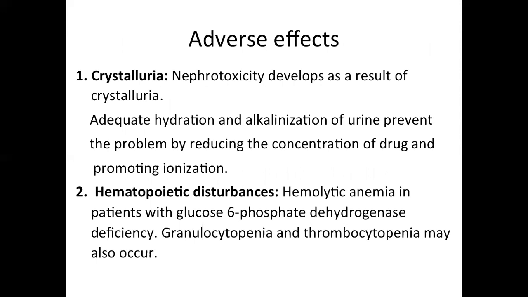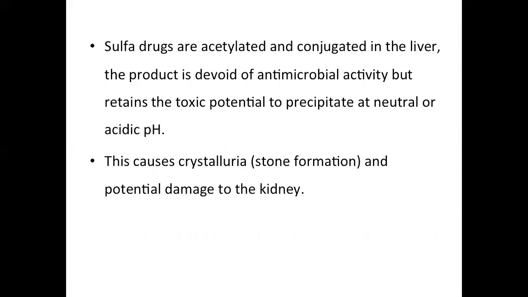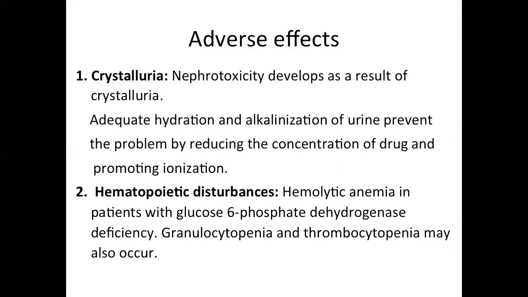So we can say nephrotoxicity develops as a result of crystalluria, due to the metabolism of the drug. So adequate hydration, increasing fluid intake, and alkalinizing the urine prevents the problem by reducing the concentration of the drug and promoting ionization. So this is what we explained earlier in the chapter of pharmacokinetics. We talked about ion trapping because these drugs are weak acids and so they precipitate at acidic pH. So in order to be eliminated, alkalinizing the urine will help solve the situation.